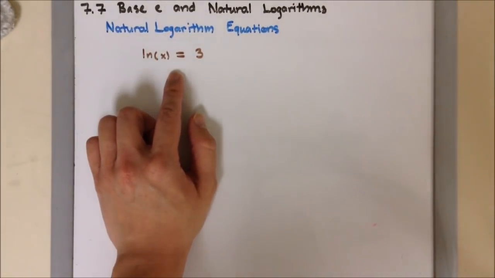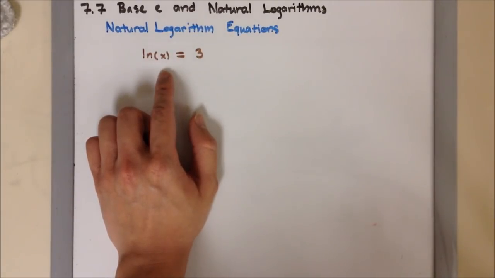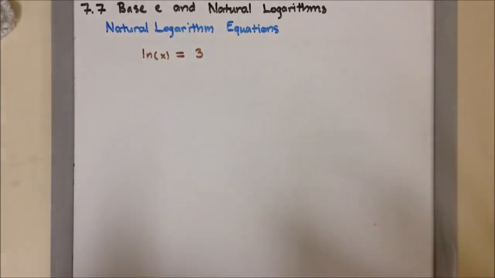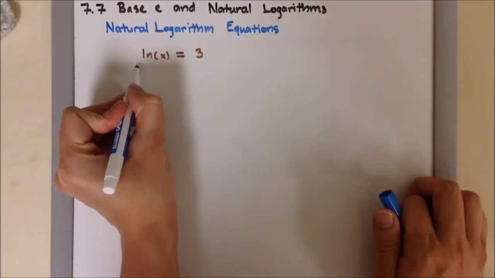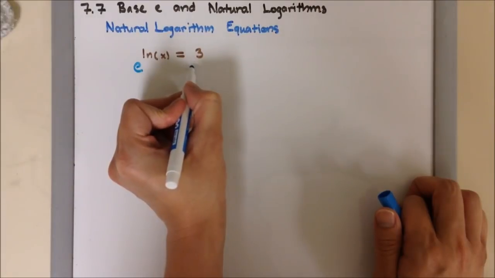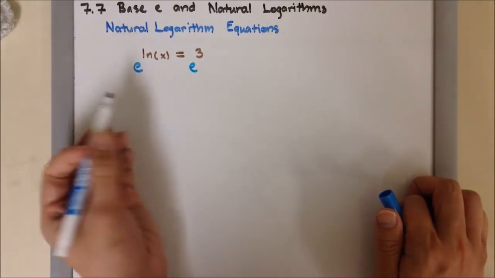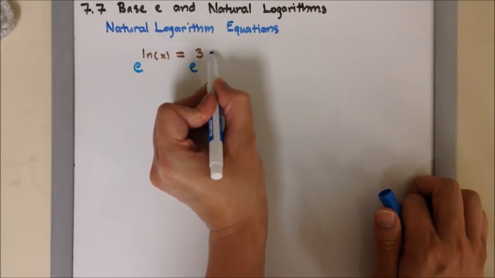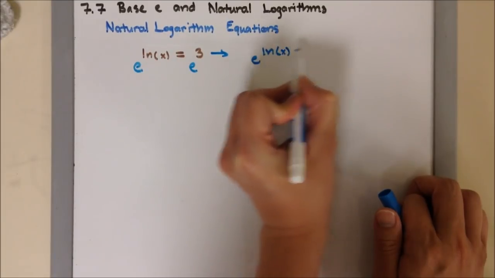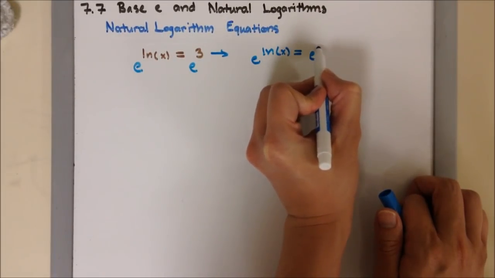In order to solve this equation, we're going to get x by itself. At the moment, x is within, I repeat, within the natural log function. So in order to get rid of that natural log, I'm going to write natural log as an exponent of e, meaning I'm going to raise e to the power of natural log of x, same thing as over here, e to the power of 3. So when you have natural log of x equals 3, you rewrite it as e to the natural log of x equals e to the power of 3.